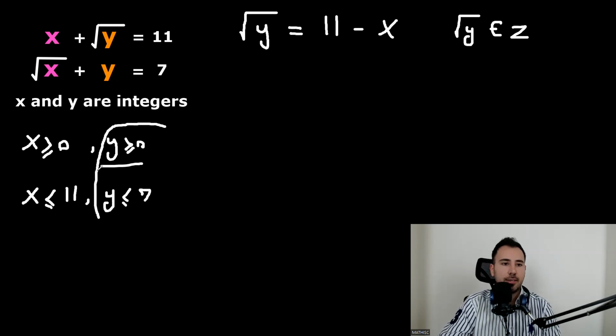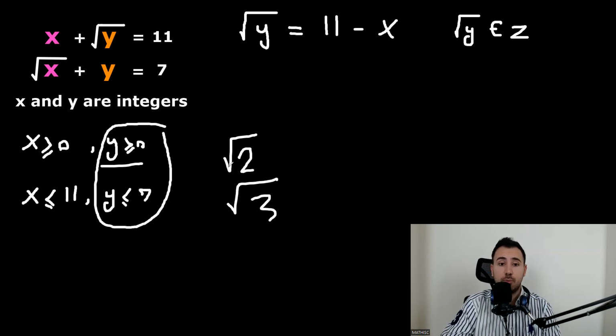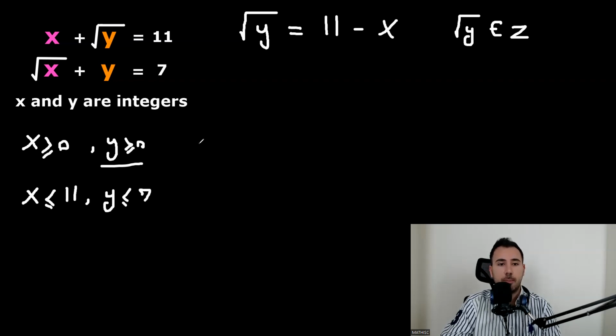So now we knew that we only had to try y between 0 and 7. But this will narrow down the options. For example, could y be 2? Is the square root of 2 an integer? No. 3? No. 4? Yes. For that reason, y will be narrowed down to, y could either be 1 or 4. That's it.